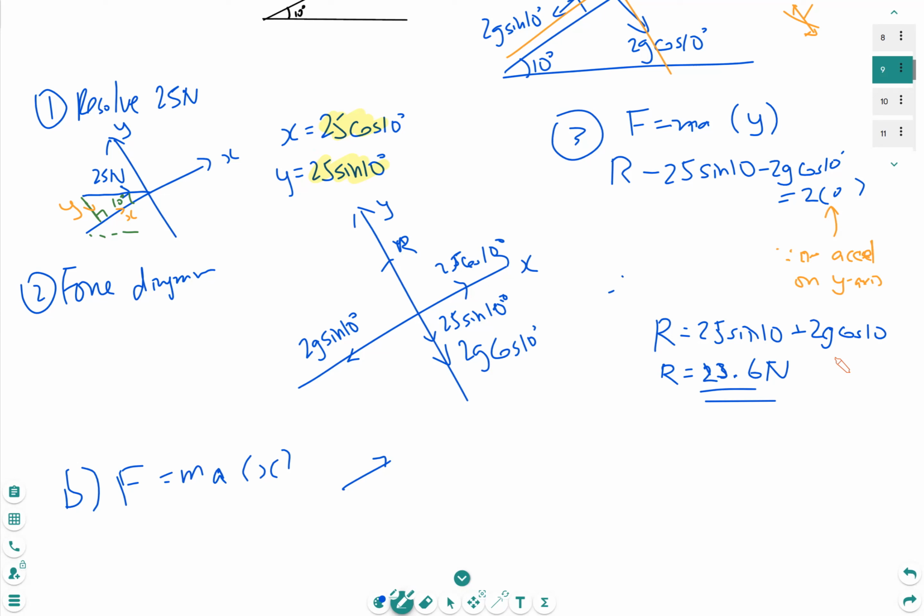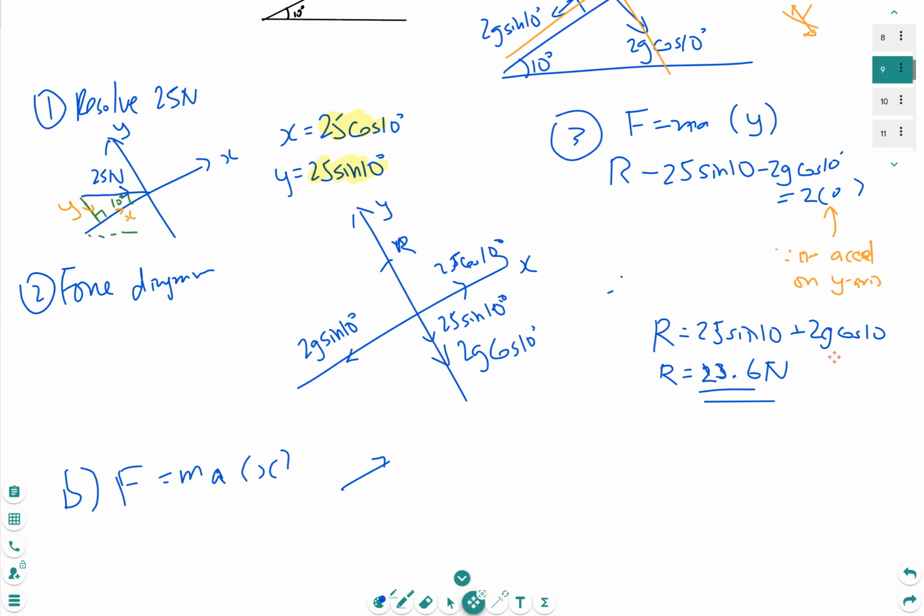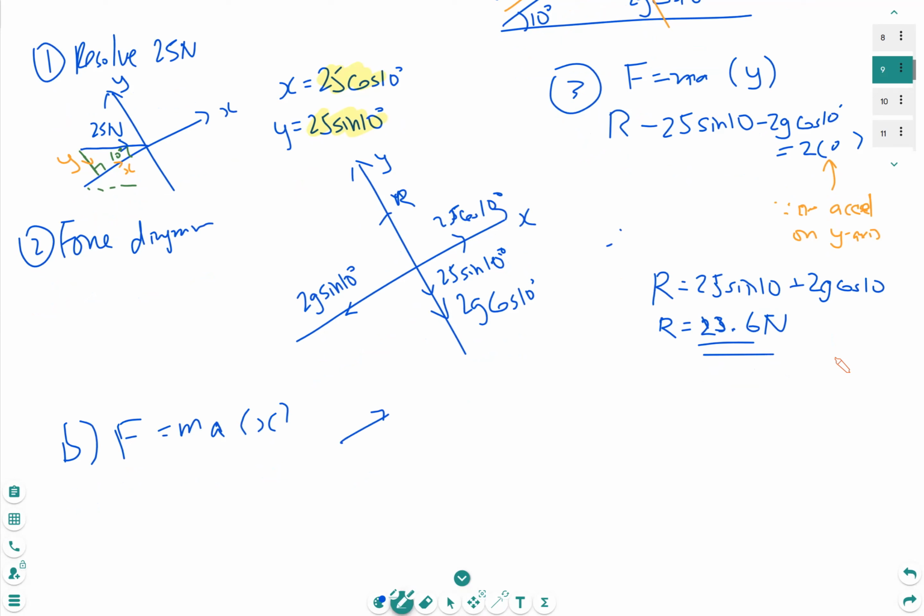Now we talk about X, so we just look at the forces on X. The box being pushed up means the upward force on X must be greater than the downward force, so that it's going up. If the downward force is bigger than the upward force, then the box will be sliding down. So the resultant force will be the bigger force, 25 cos 10, subtract the downward force, 2g sine 10, which equals the mass, 2, times acceleration. We put in a calculator, 25 cos 10 minus 2 times 9.8 sine 10, divided by 2. So I got acceleration equals 10.6 meters per second squared.